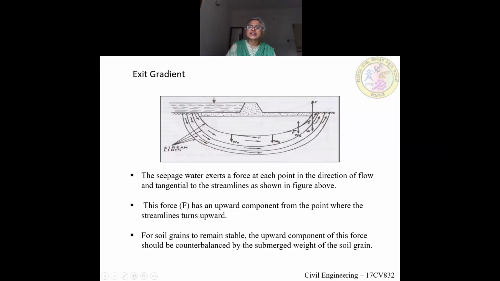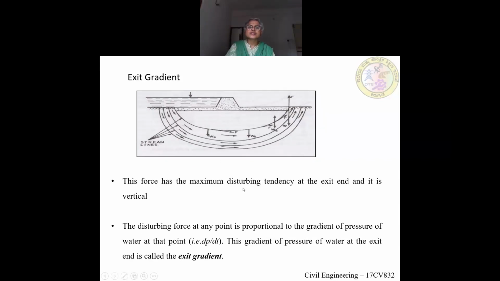If this is acting in the upward direction, the soil particle should be counterbalanced by the weight of the soil grain. At every point there will be the weight of the soil grain acting downwards, and this force will be tangential to the streamline. So this has to counterbalance this force. The force has a maximum disturbing tendency at the exit because it will be totally vertical.